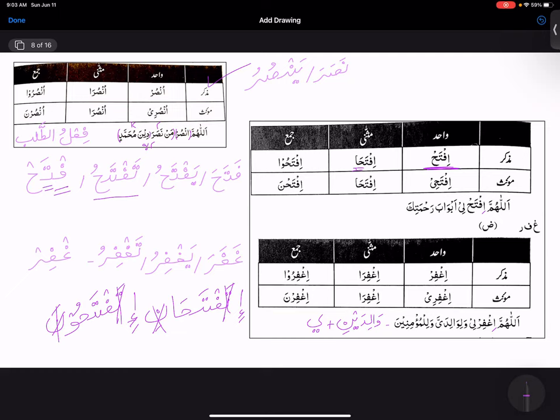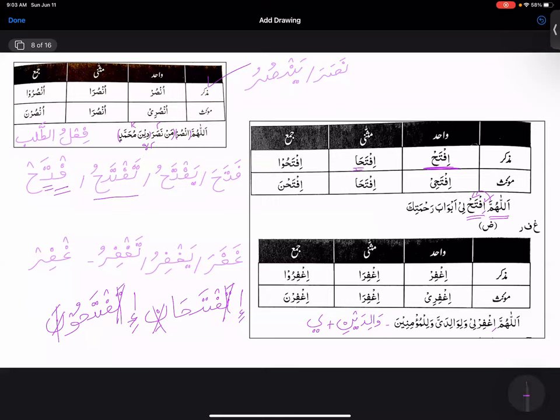And now see this dua over here. Allahumma, O Allah, iftah, you open. And over here it is iftah, but you will see we are going to say Allahumma iftah. Why? Because this meem has to join, and this is our weak Hamza, Hamzatul Wasal, so it is not going to be pronounced anymore.